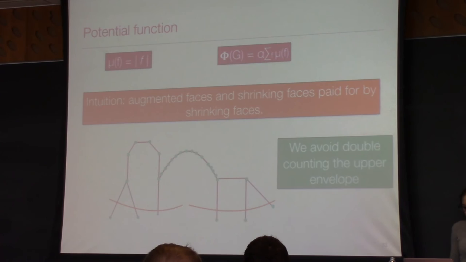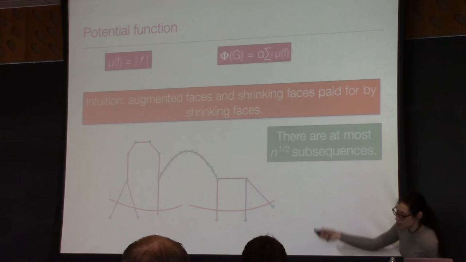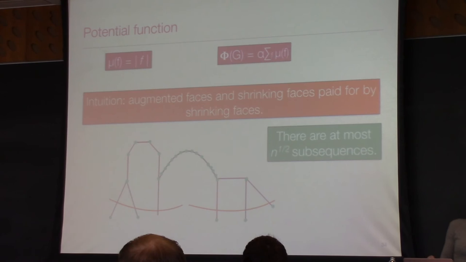And it turns out we can't really do much about these big faces here, but there are at most n to the 1/2 of these subsequences, because each of these faces has square root of n complexity, and how many can have square root n complexity? Square root n.